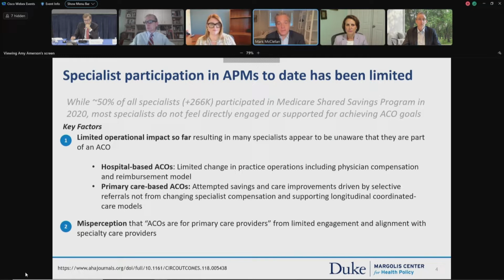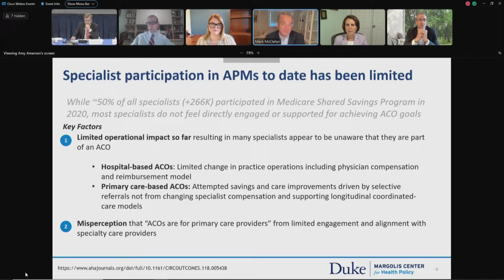Even though ACOs are 30% plus of the traditional Medicare population, probably in some form a larger share of Medicare Advantage, they've grown a lot. We've seen limited impacts with many specialists not even knowing or really being well supported in participating in these comprehensive care models, and some limited changes in operations. I'll come back to this and glad to discuss it further in some of the evidence we've seen on hospital-based ACOs.